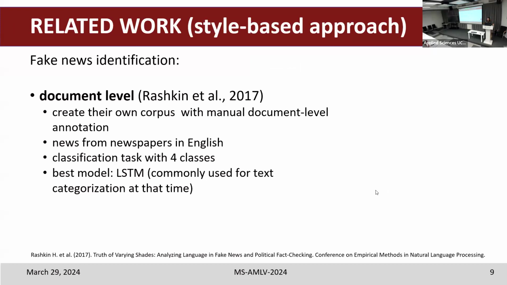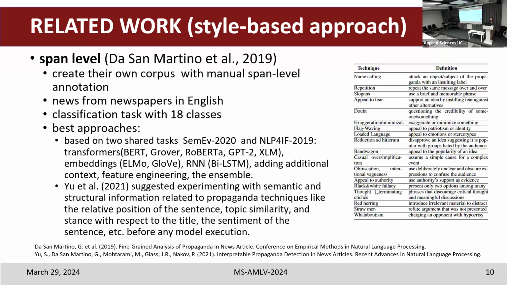Based on that, I would like to tell you about related work on this style-based approach. The interesting approaches could be classified by level of propaganda detection: the document level and the span level. The document level was first introduced by Rashkin et al. in 2017. They had a classification task with four classes and created their own corpus with manual document-level annotation with news from newspapers in English. And the most common model at that time was LSTM.